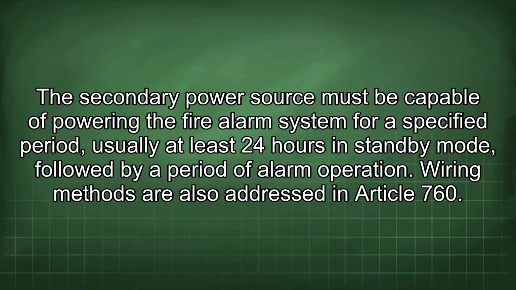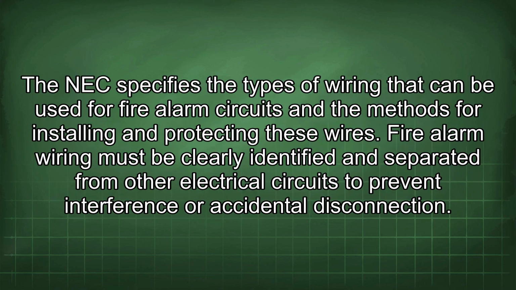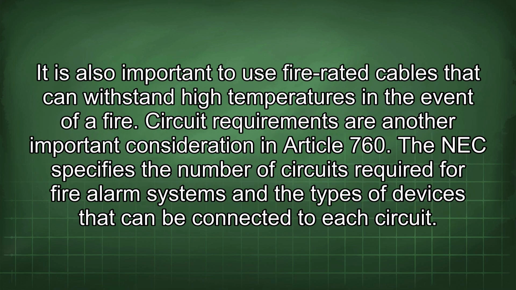Wiring methods are also addressed in Article 760. The NEC specifies the types of wiring that can be used for fire alarm circuits and the methods for installing and protecting these wires. Fire alarm wiring must be clearly identified and separated from other electrical circuits to prevent interference or accidental disconnection. It is also important to use fire-rated cables that can withstand high temperatures in the event of a fire.